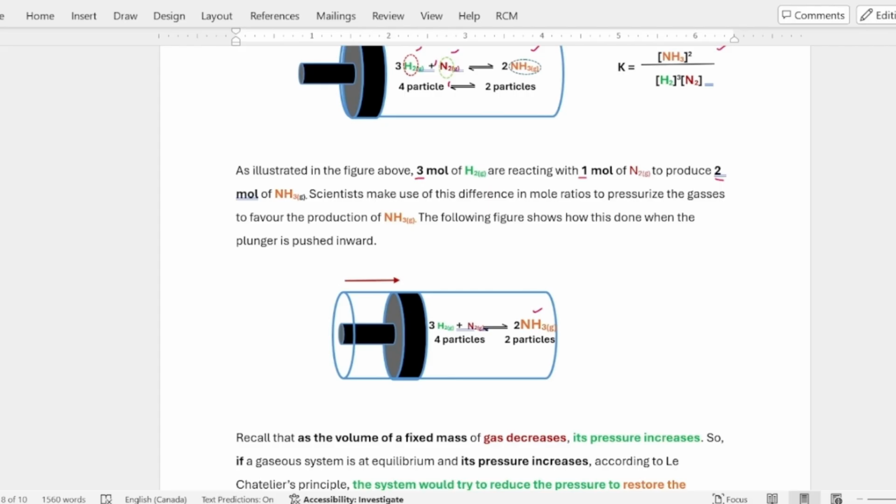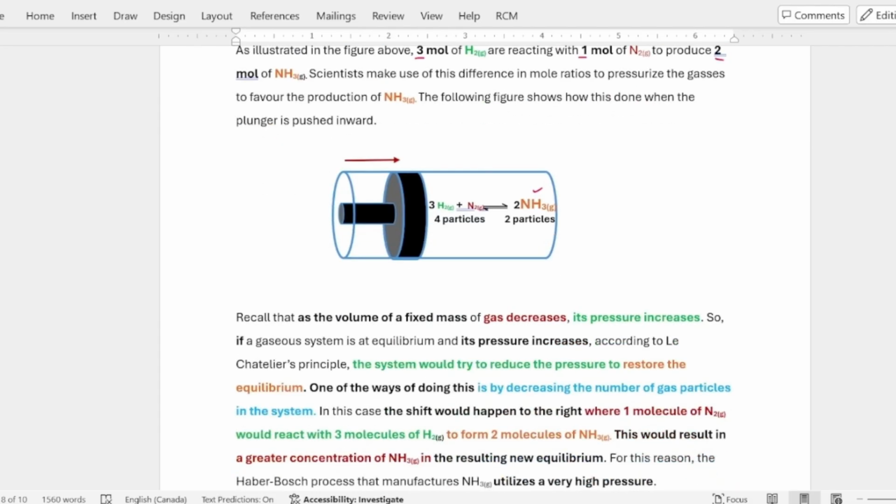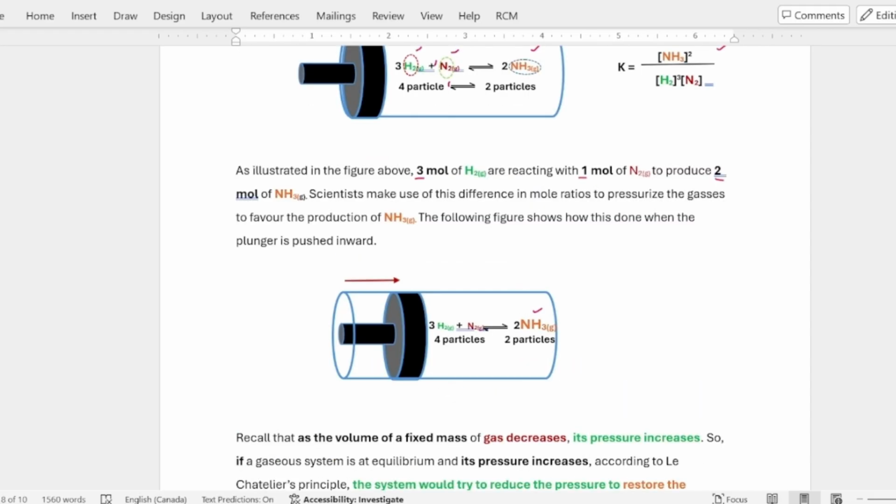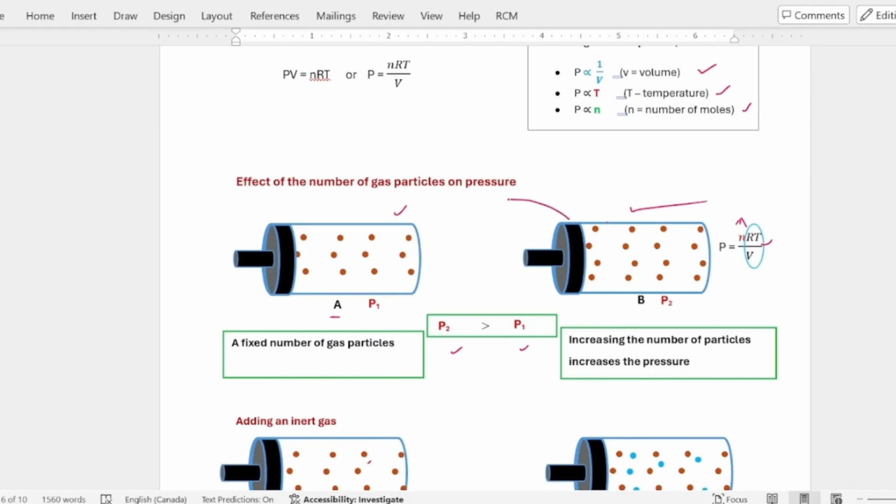And according to Le Chatelier's principle, the system will shift in a direction to reduce the pressure. And how do we reduce pressure again? We can also reduce the pressure of a gas by reducing the number of particles inside. If you have a greater number of particles here, there's a certain pressure. When you reduce the number of particles, the pressure gets less.